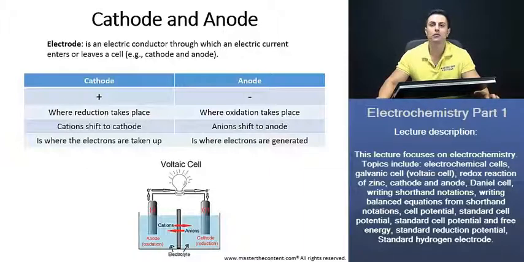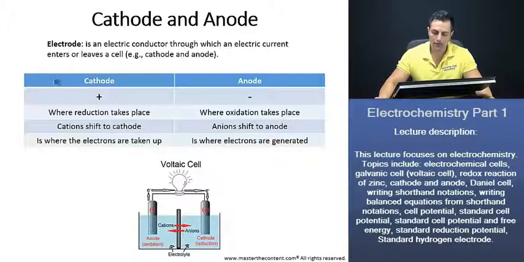Now we'll talk a little bit about some of the components within the voltaic cell: the cathode and the anode. Firstly, a cathode and an anode are each an electrode. And what is an electrode? An electrode is an electric conductor through which an electric current enters or leaves the cell. That's exactly what we see here: our anode and our cathode, our electrodes, where our electric current is taking place.